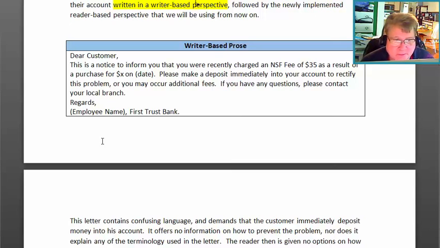Okay, here's the letter. Dear customer, this is a notice to inform you that you were recently charged a NSF fee. Does your letter have a capital there? If so, the bank is making an error. NSF fee of $35 as a result of a purchase of Blanc en Blanc. Please make a deposit immediately into your account to rectify this problem, or you may incur. It should be incur. The bank needs to check his letter. You may incur additional fees. If you have any questions, please contact your local branch. Regards. Okay.